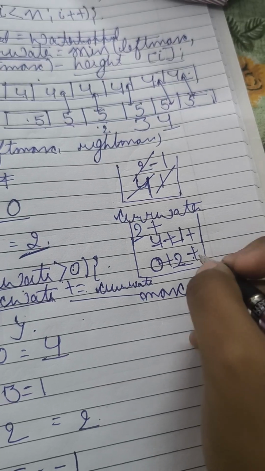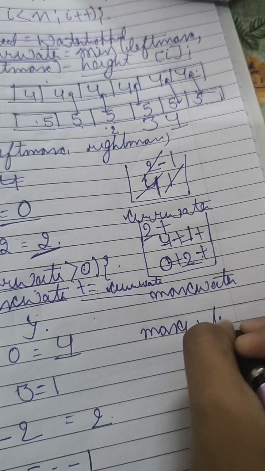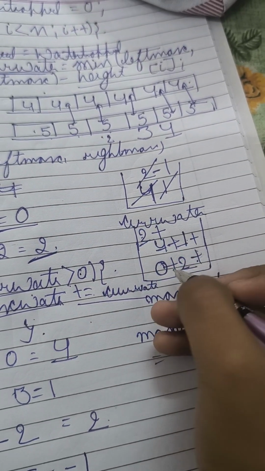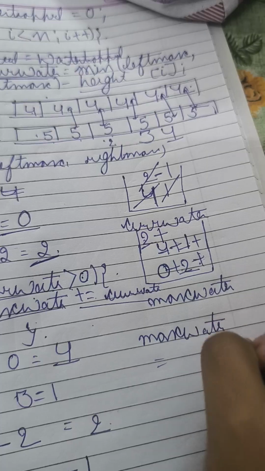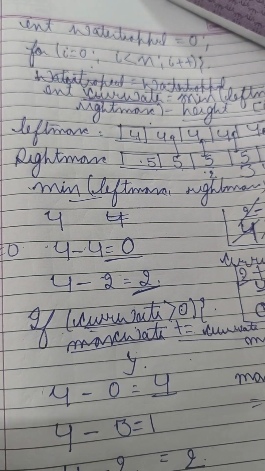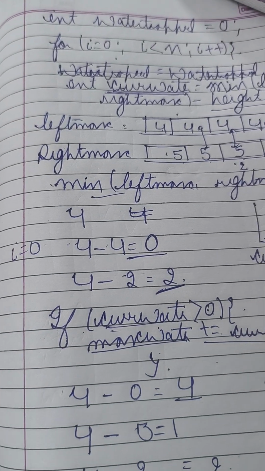So how much water gets stored over here? The max water is 4, 5, 6, 7, 8, 9. It is 9. Okay, so this was all about the trapped rainwater.